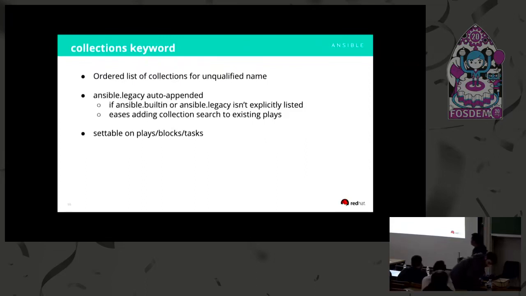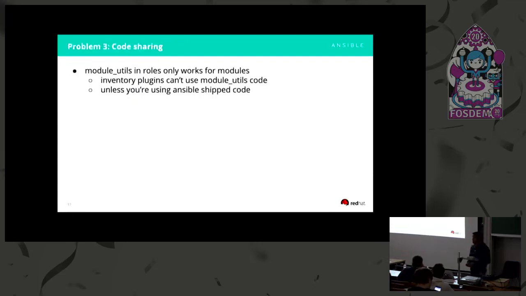So the collections keyword is an ordered list of collections, and if the fully qualified collection name is not mentioned, then Ansible.legacy is auto appended. So it basically eases the collection search for existing plays. In an existing play, you can just add the collections keyword and the list of collections you want to refer to, and the change needed is ensured to be minimal. This can be set either on a play, on a block, or on a task basis. So this was about the namespace collision, and how collections solve that problem.